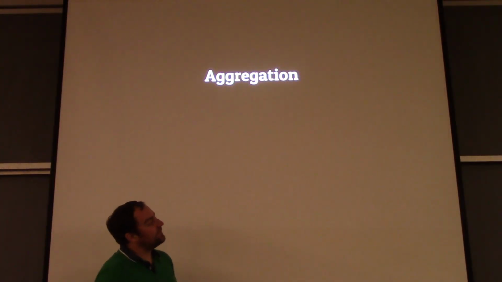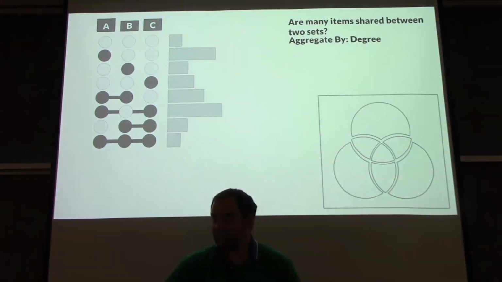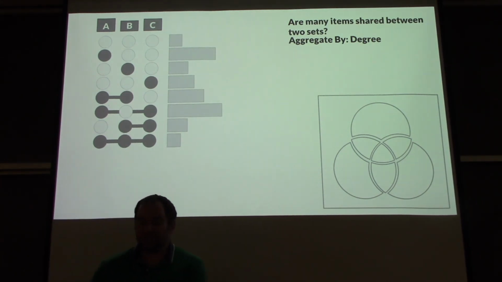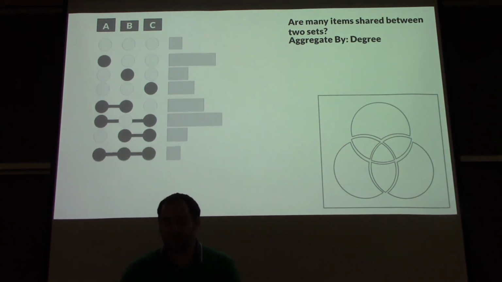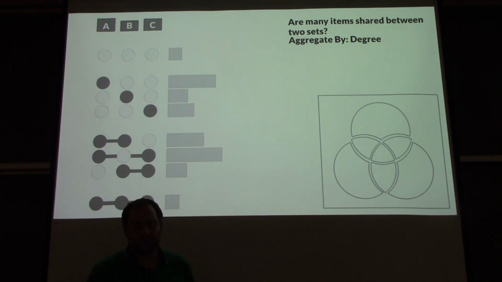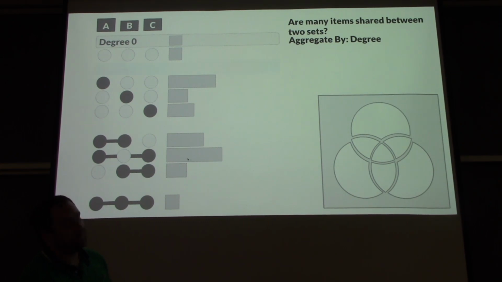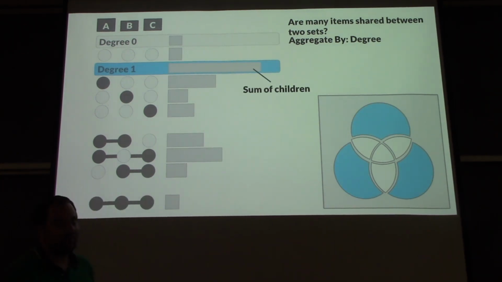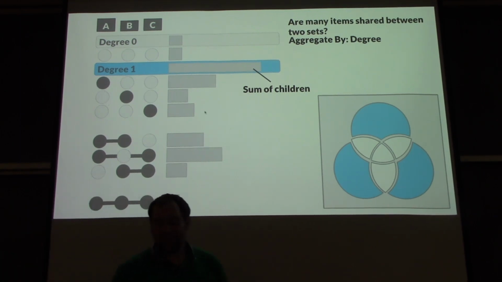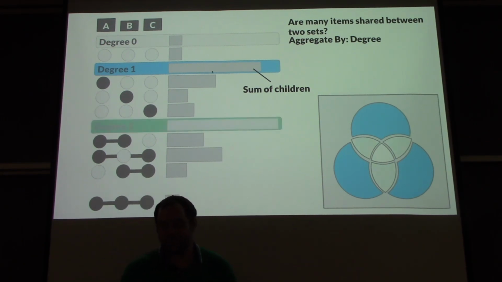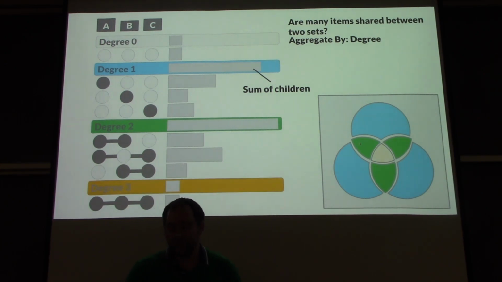So this gets a little bit more interesting if we start to think about aggregation. So we can ask questions like, are many items shared between two sets? And then we can aggregate by degree. And so we introduce a new visual encoding here, where for each degree we have a separate bar. We see degree 0, there's only 1 element. Degree 1, there are 3 elements, and this bar here corresponds to the sum of its children. So, of course, the same we do for degree 2, so these are the green segments here, and then for degree 3.